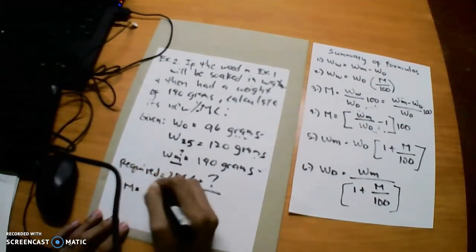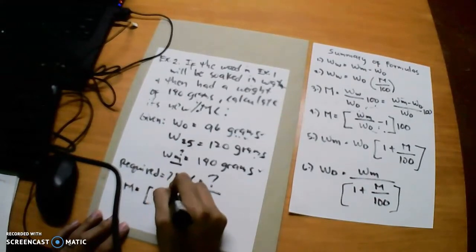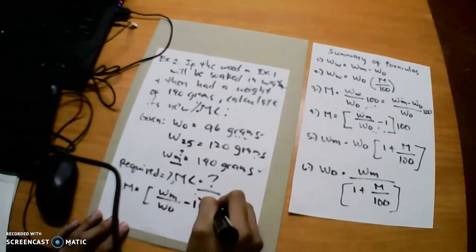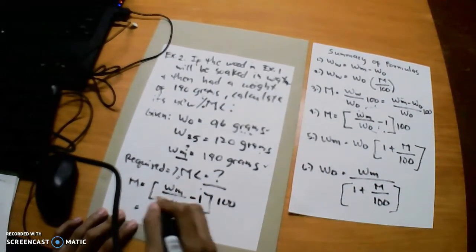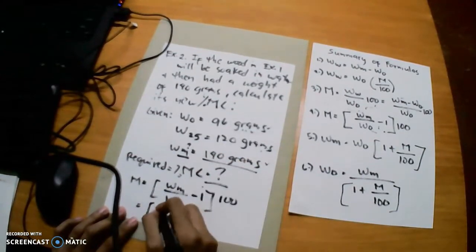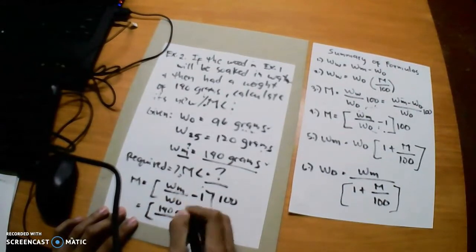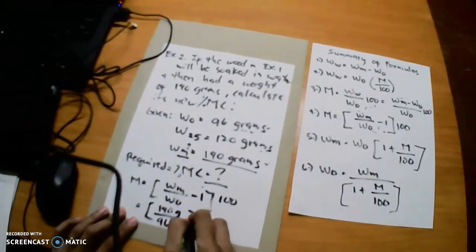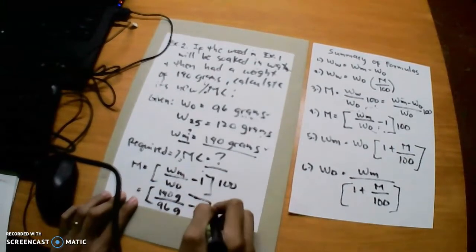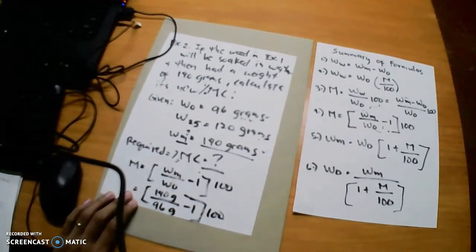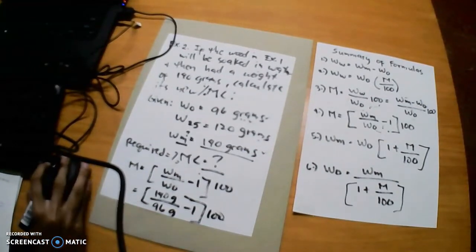M is equal to WM over WO minus 1 times 100. Substitute the values. WM, the new moisture content weight, is 140 grams over WO, which is 96 grams, minus 1 times 100. Okay? Are you following? Next, continue.